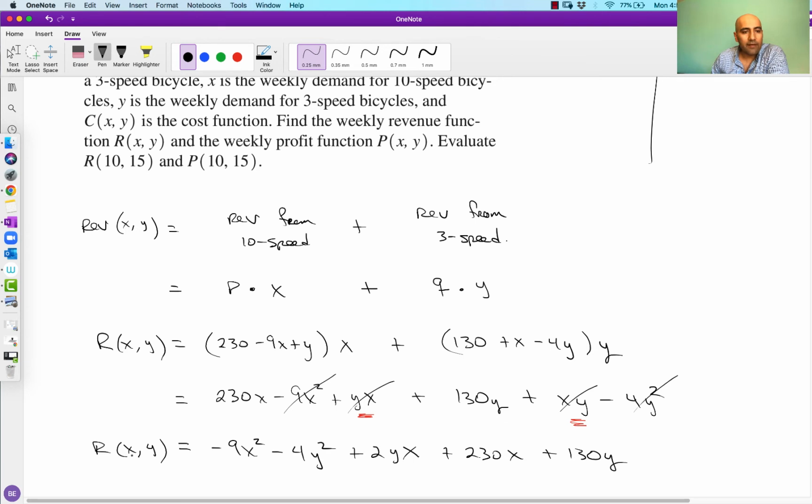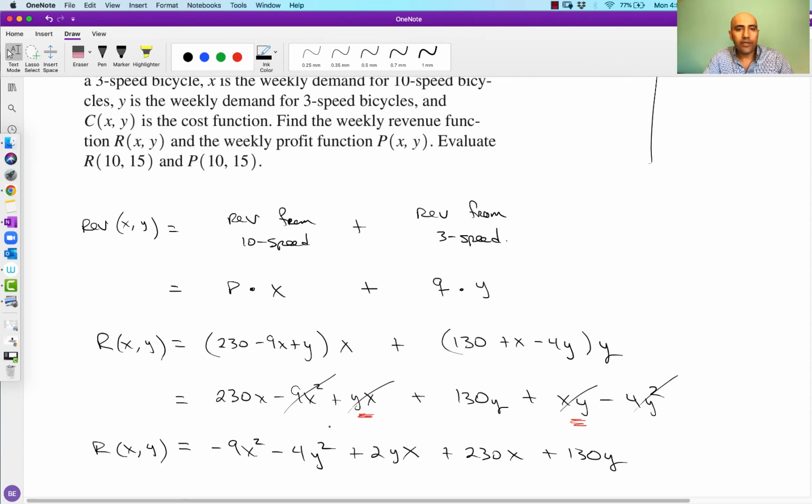Give me the value of x and the value of y. We input it into this crazy equation, and the output would be the revenue, the weekly revenue generated when demand for the 10 speeder and the 3 speeder are given with the values of x comma y. Okay, that takes care of the first part of the question.